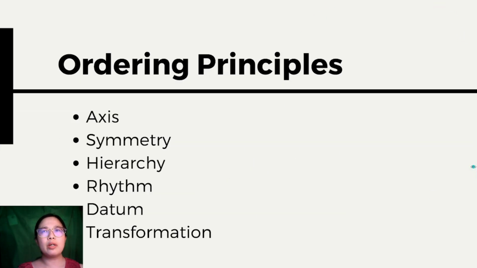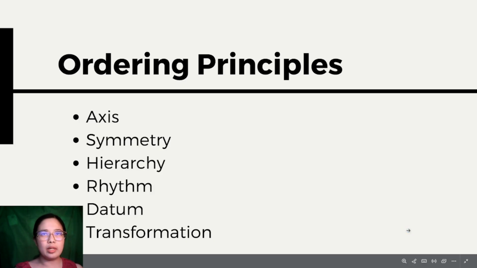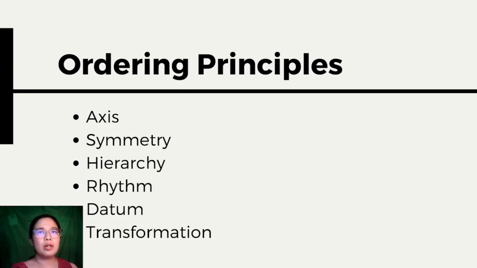So ano-ano yung mga ordering principles? This is not the total list. There are still other ordering principles, but these are the 6 basic ordering principles according to Francis D.K. Ching. So we have the axis, symmetry, hierarchy, rhythm, datum, and transformation. There are buildings or complexes where two or more ordering principles are used and combined with each other. Meron lang siguro isa or dalawa na prominent na ordering principle.